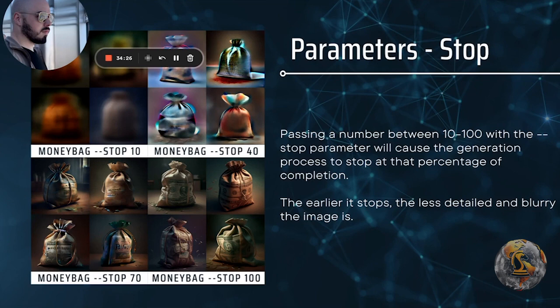Okay. Let's talk about the stop parameter. Passing a number between 10 to 100 with the --stop parameter will cause the generation process to stop at the percentage of completion. The earlier it stops, the less detailed and blurrier the image is. So you can see over there on the left, stop at 10, the other will stop at 40. Although it does kind of look cool, it's still blurry. Versus stop at 70, and then obviously the best would be stop at 100.